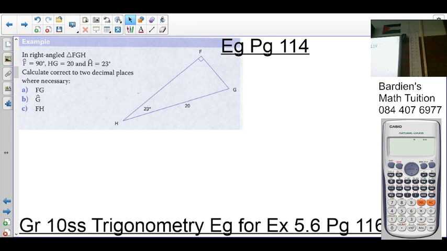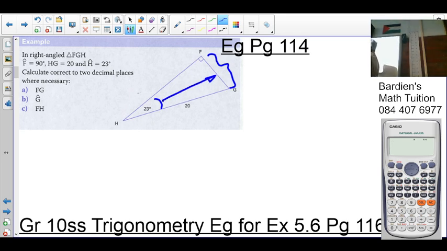The question says in a right angle triangle, as you can see, angle F is 90 degrees, HG is 20, angle H is 23 degrees. Calculate correct to two decimal places where necessary. The first case, FG. If you're looking at FG, what is FG to this angle? That's your opposite. And what is this side of the triangle? It's your hypotenuse. So which trigonometric function uses opposite and hypotenuse?